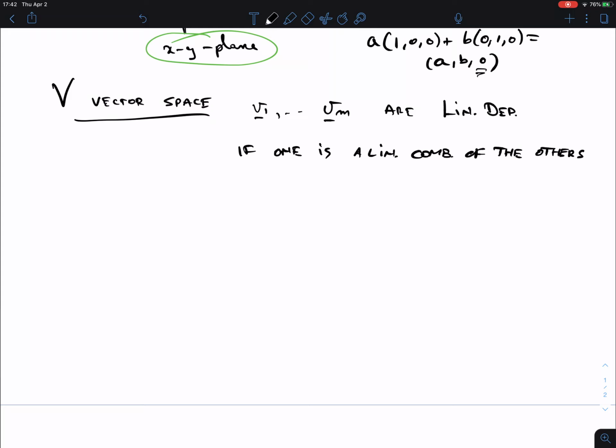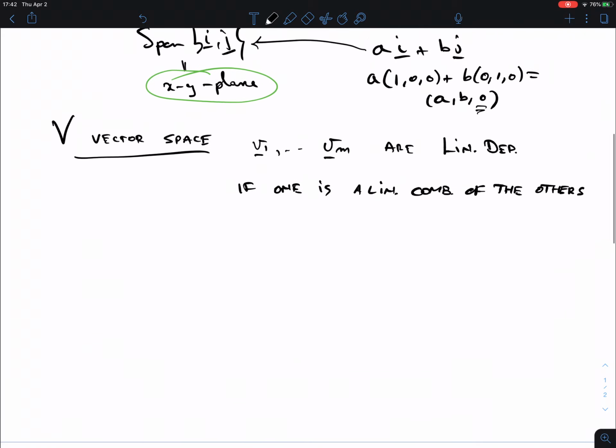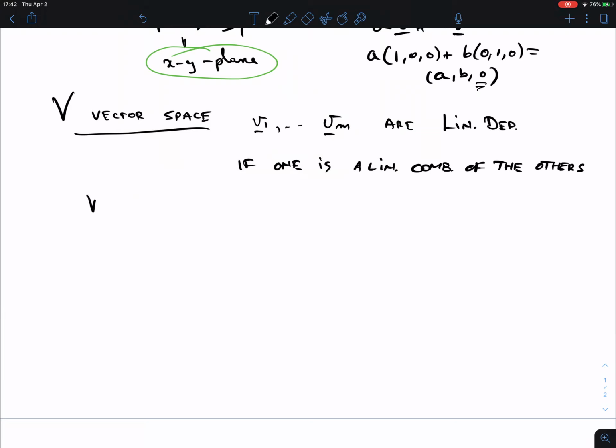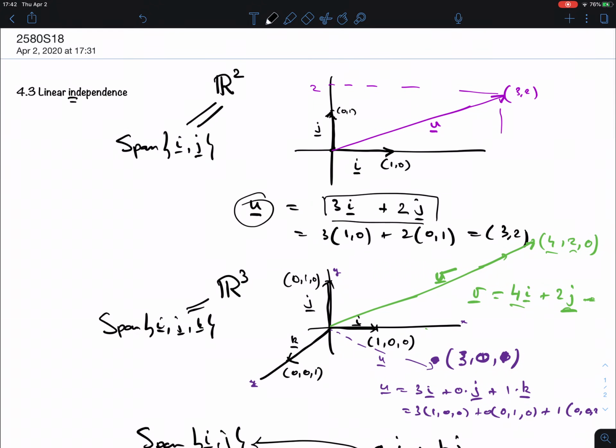So if one of them, I'm not saying the first one, I'm not saying the last one, if there is one of them that's a linear combination of the others. Let's take an example of what that would be. I'm going to look at an example in R square. Remember we had i, that was (1, 0), and j, that was (0, 1). And for simplicity, take u to be the vector (1, 1). So this would here be my u now.